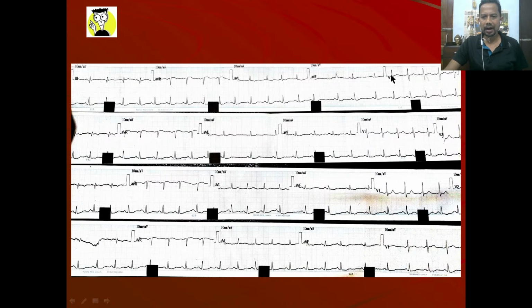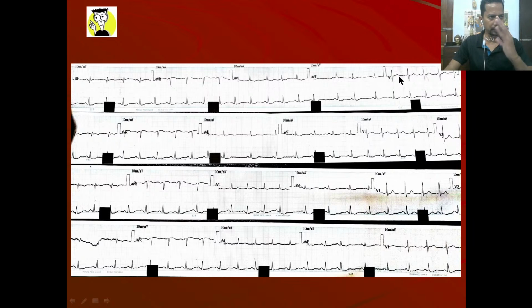Now in V1 the R wave is tall, and if you just look at this ECG like this, you will say very good ECG, there is no ST elevation, there are no Q waves, and the progression of the R wave is good. But no, you see V1 and compare it with V2. In V1 we are getting a very good R wave, that is posterior wall MI: tall R in V1 with mild ST depression and upright T.